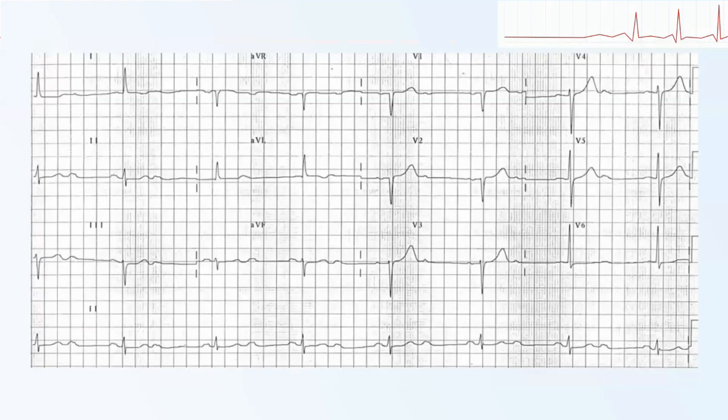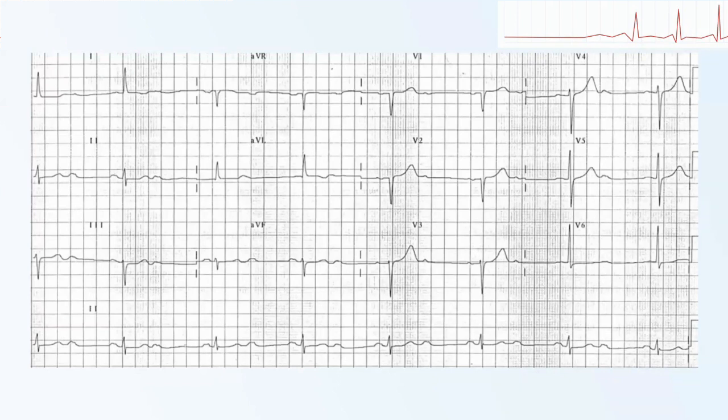The next ECG is of a Mobitz type 2. So you can see there's a QRS, a T wave, and then there's a P wave. There's a dropped beat here. There's a P, QRS, T, and so this is every second beat being dropped.